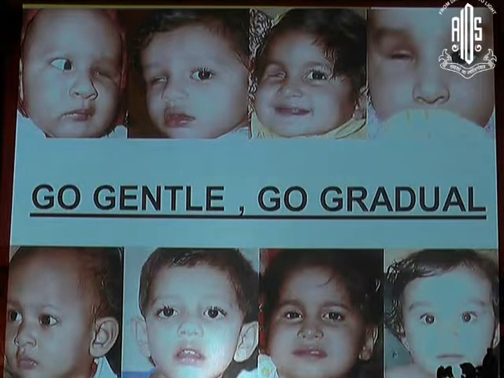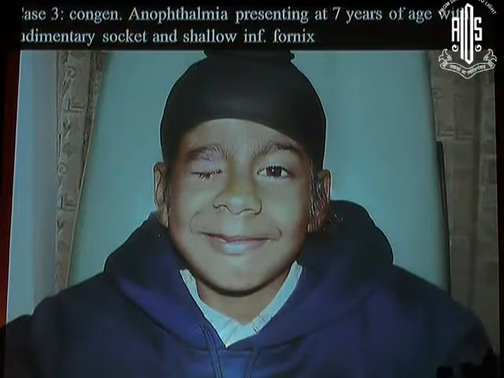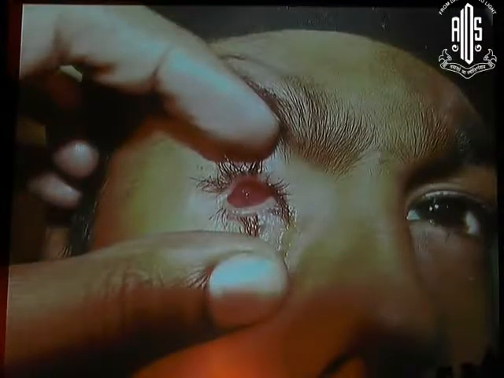That message is very clear. You should start early, you should go gentle, and results are gratifying. However, at times, instead of gentle expansion, brute force is used. Example, this child who presented at 7 years of age, congenital anophthalmia, very shallow fornices.